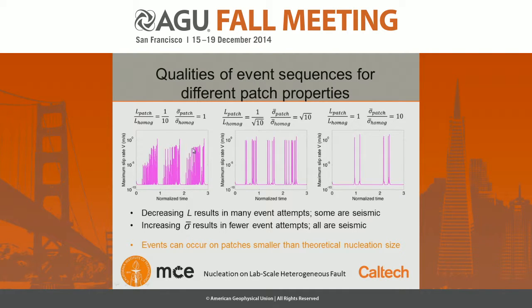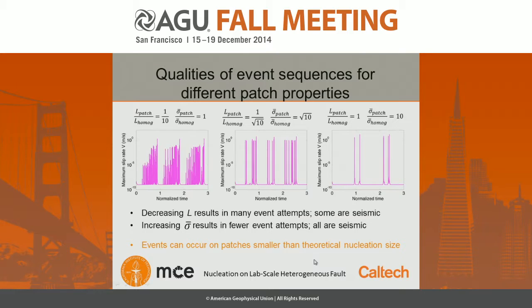Then if we go all the way over here to the right and create the smaller nucleation size purely by increasing the effective normal stress tenfold, we see that qualitatively we get very different results. We get far fewer event attempts. We only have a couple spikes here, but all of them are seismic. Then if instead we combine these effects, having a higher sigma bar and a lower L, we get some behavior that's somewhere in the middle.